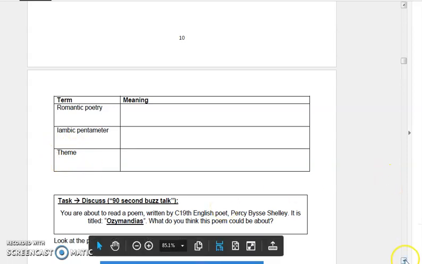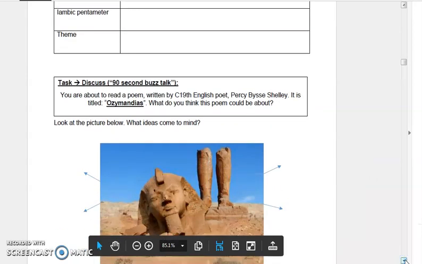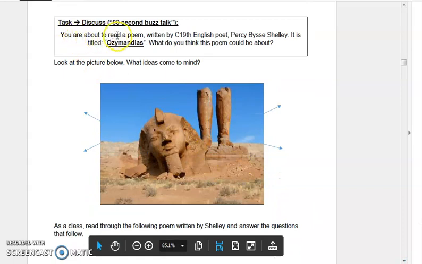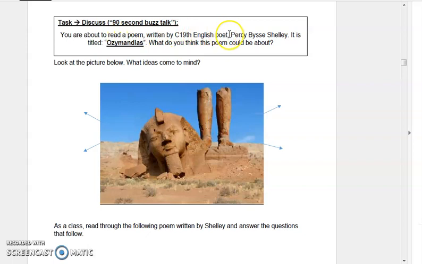Moving on to our buzz talk, our discussion. It says you're about to read a poem written by 19th century English poet Percy Bysshe Shelley. It is titled Ozymandias. What do you think this poem could be about? Usually we say to look at the title, but I don't think we'll know much about Ozymandias. If you do, excellent, well done. That is why this picture is here to help you. Look at the picture below. What ideas come to mind?